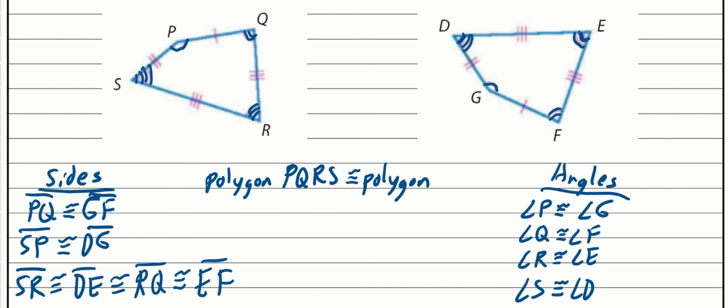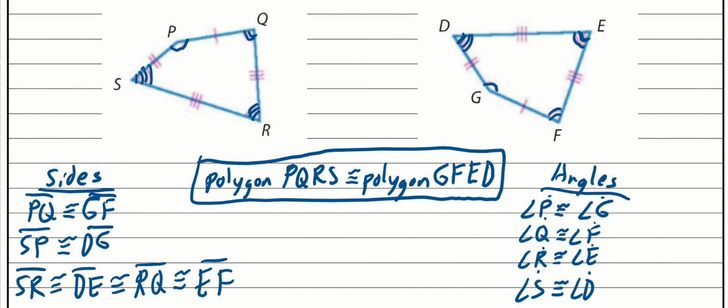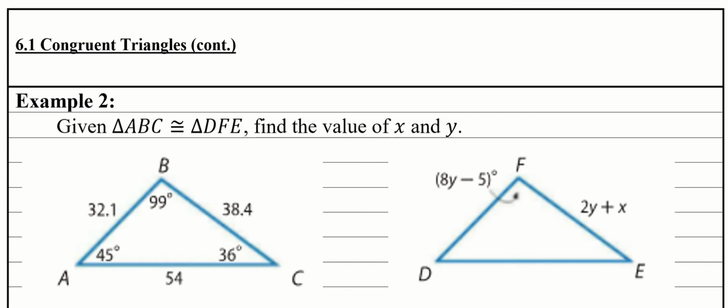So polygon. And this one, we do need to be specific about the order of the letters that we write. So notice P should line up with G, so I'm going to say G first. Q should line up with F, so I'm going to say F next. R should line up with E, and then S should line up with D here. And this would be my final congruence statement. Okay, the order of the letters is huge here because, again, it tells us which points, which angles, and which sides are corresponding. Okay, and that will help us on future problems. So let's look at a few of those here and see what I mean.